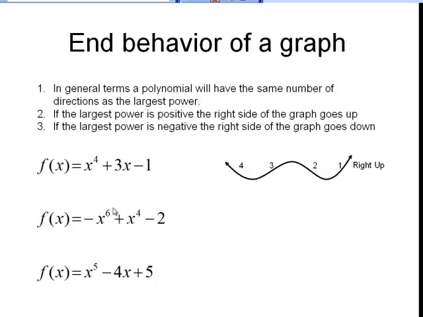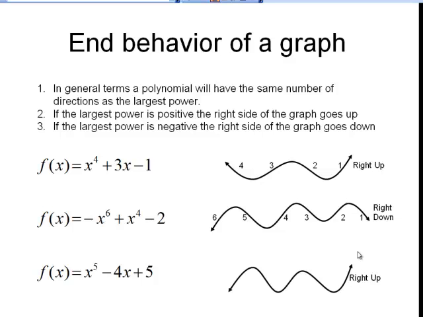Okay, in this case, we're going to have 6 directions, and a negative means the right side goes down. So the right has to go down, and then we just count and keep putting directions until you have 6 of them. So it's going to look like that. This last one, x to the fifth, is going to have 5 directions, starts with a positive, so the right side goes up. So it's going to turn around until you have 5 different directions. 1, 2, 3, 4, 5, just count them.